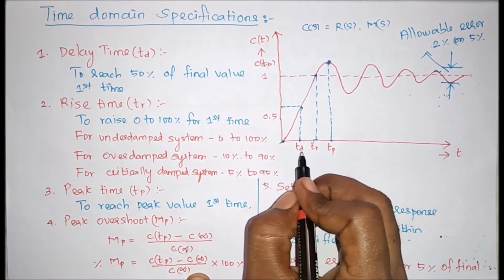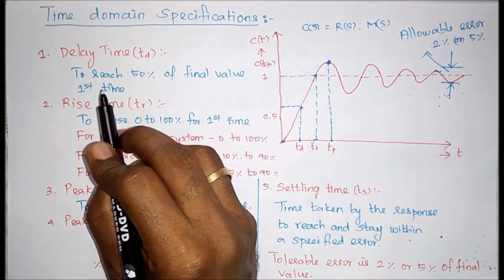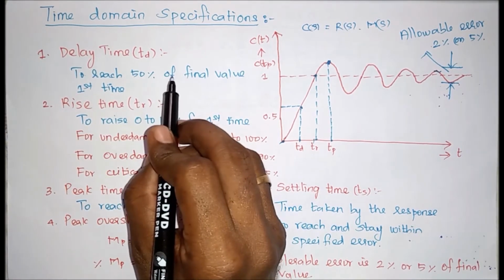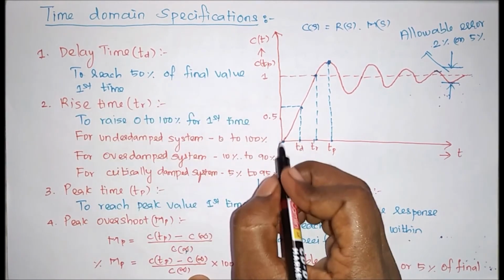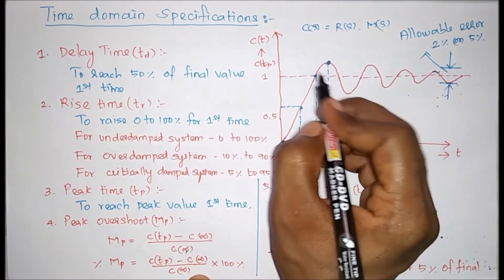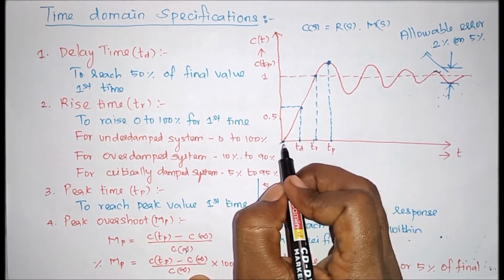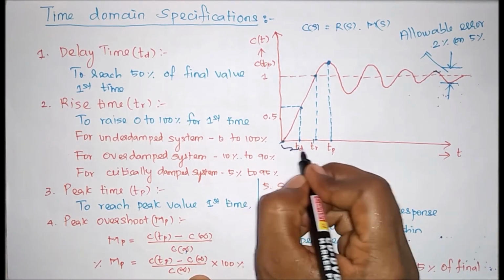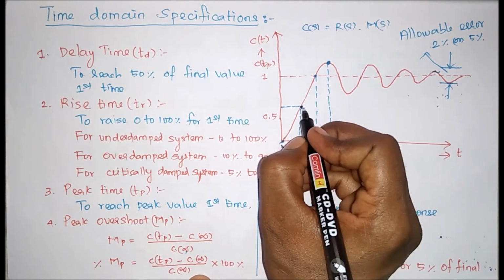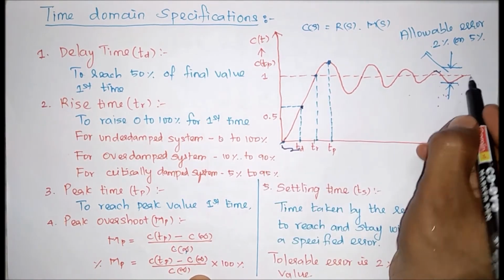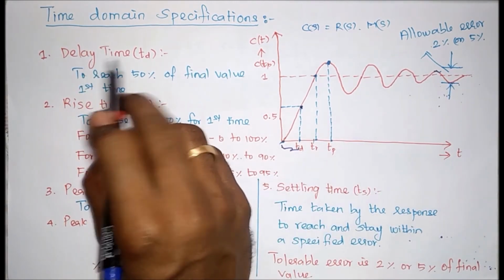We see first one is TD. So TD is nothing but delay time. Delay time is nothing but the time taken to reach 50% of the final value of a response for the first time. We see, this is the first time, then the second time, third time, likewise it will continue. So at the first time, from 0 to TD, it means time taken to reach 50% of a response from its final value. This is the final value.